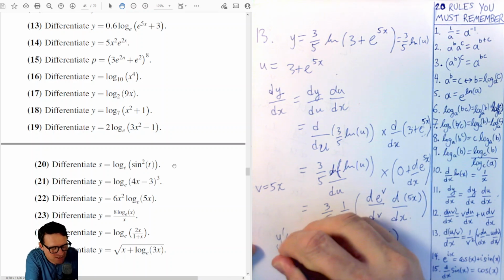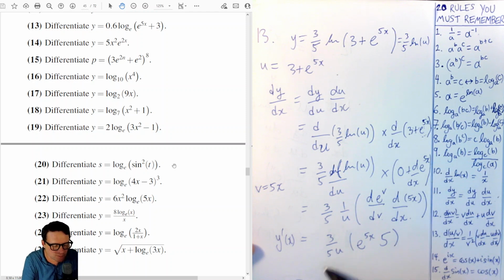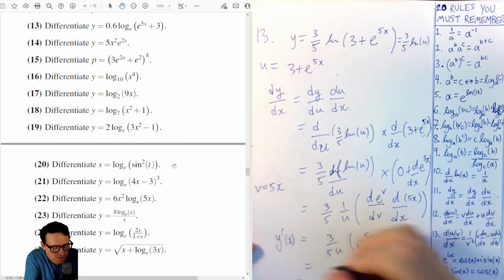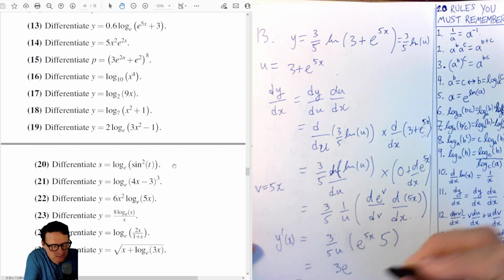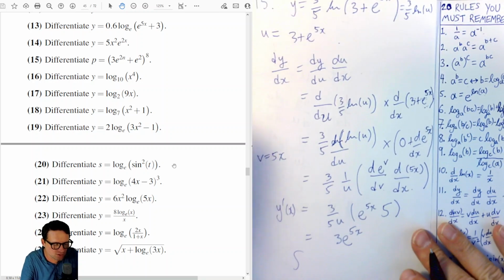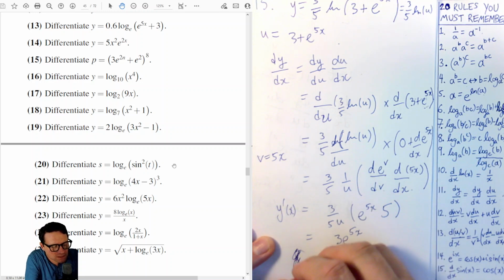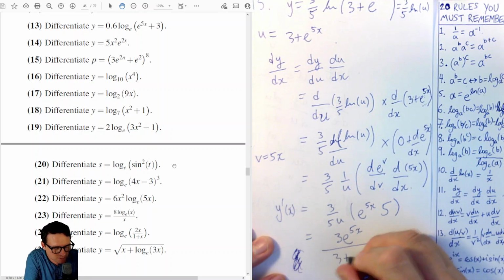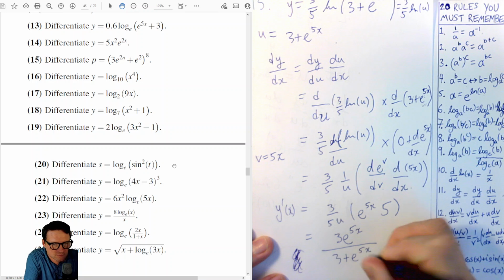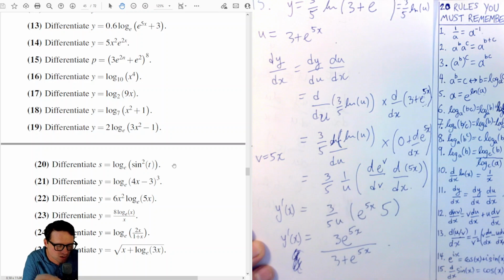Now what remains is to tidy this up. So this is y dash of x. We can see 5 divided by 5 is 1, so we can cancel the 5s. And so this is 3 e to the power of 5x over u, but u is equal to 3 plus e to the 5x. So this is y dash of x, and we're done with that problem.